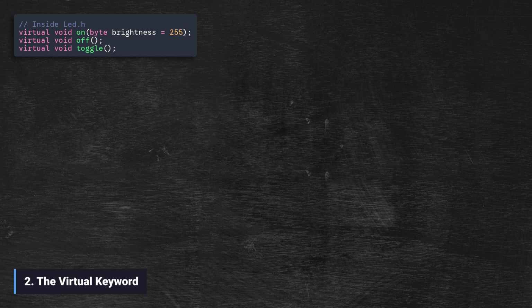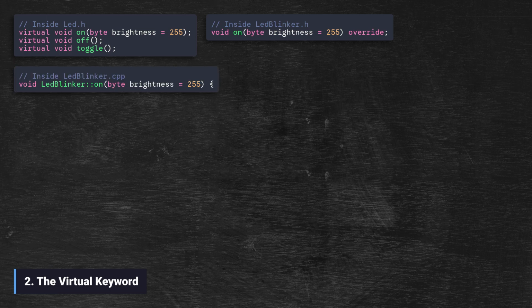This tells the compiler that when we call a method like toggle, it should check if a more specific version exists in a child class like LED blinker, and use that one instead. Inside LED blinker.h, you update this line. And inside LED blinker.cpp, you update this line.